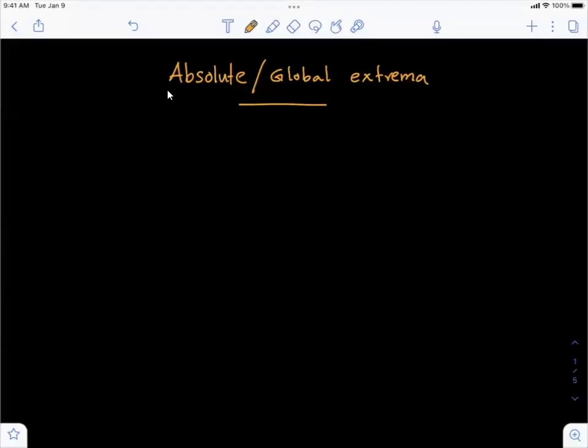Hello, everybody. Welcome back. In this lesson, we will go over the concept of absolute or global extrema. First of all, let's try to understand what we mean by absolute. We will use both of these words interchangeably, but global pretty much tells what it is. It means it's a universal quantity. And extrema does not mean anything except maximum or minimum values.